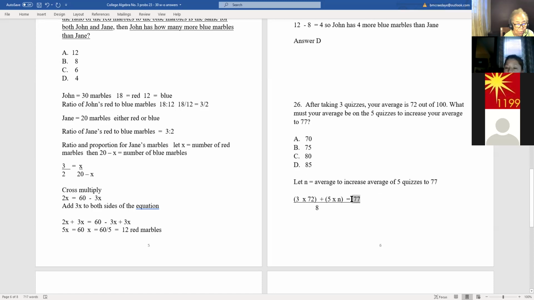Okay, let's put this here. So that's the way our equation will look. 3 times 72, that would be your total for that average, right? 3 times 72 plus 5 times n over 8, because we're looking at 3 quizzes here and 5 here. That gives us a total of 8, and we're trying to get 77. Okay, so let's solve.